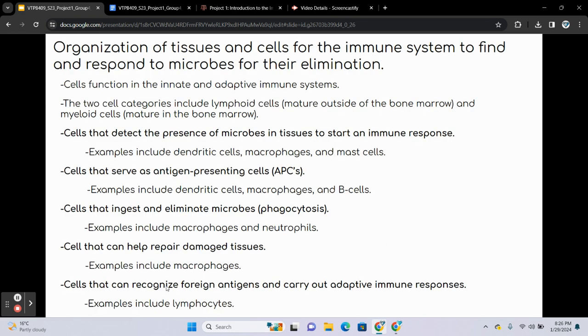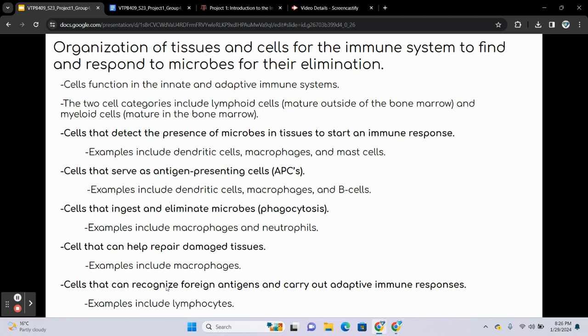Organization of tissues and cells for the immune system to find and respond to microbes for their elimination. The cells function in the innate and adaptive immune systems. The two cell categories include lymphoid cells that mature outside of the bone marrow and myeloid cells that mature in the bone marrow. Cells that detect the presence of microbes in tissues to start an immune response include dendritic cells and macrophages and mast cells. Cells that serve as antigen-presenting cells, APCs, include dendritic cells, macrophages, and B cells.